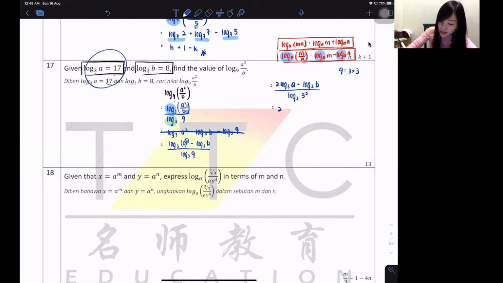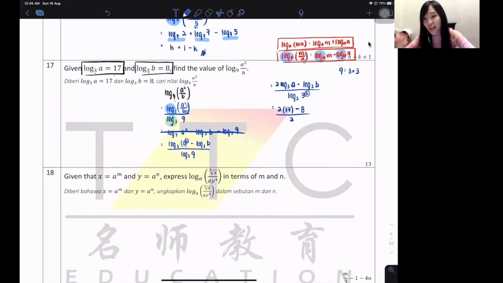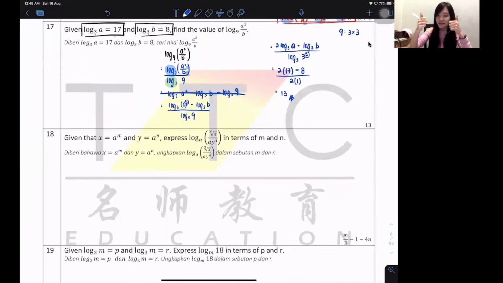So log 3a here, 17. Minus log 3b here, 8. Divide by the 2, bring in front, then only can you successfully have log 3, because if not, they are log 3 square, right? So 2 bring in front, log 3. Log 3 is what? 1. Isn't it now? It's a good time for you to press the calculator and get the answer. Ta-da-da-da! 13. That.